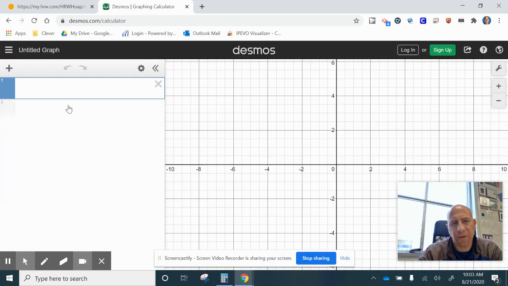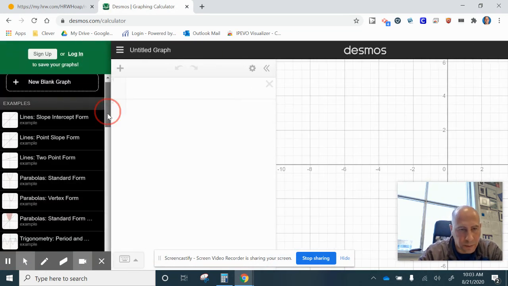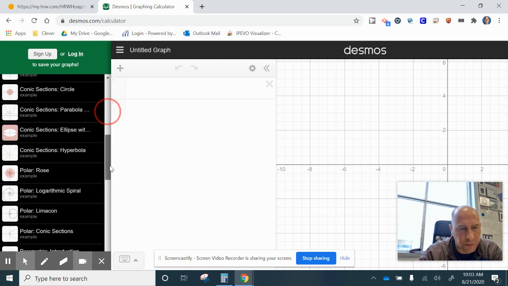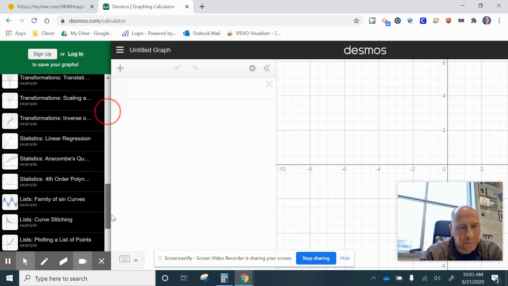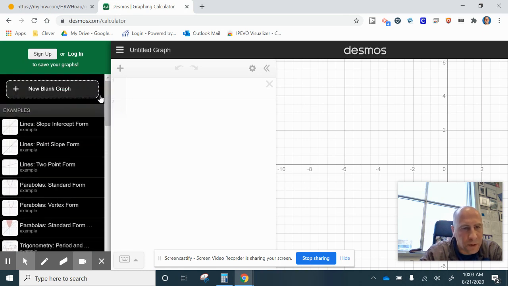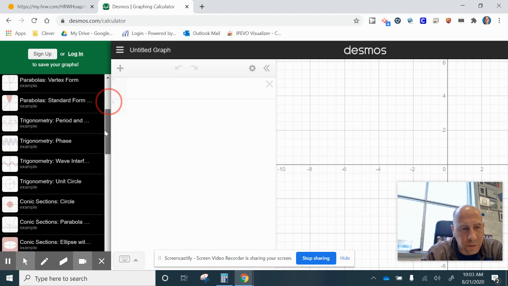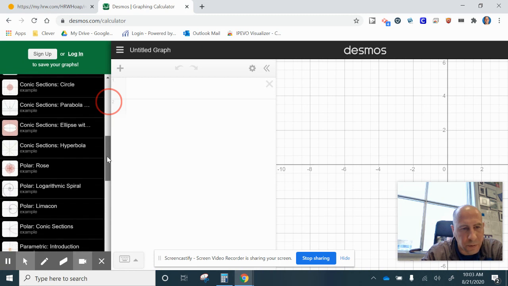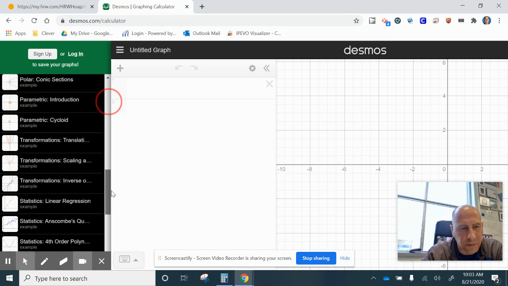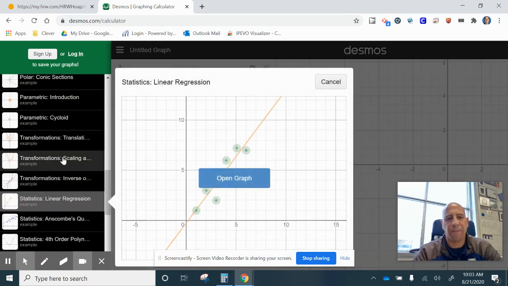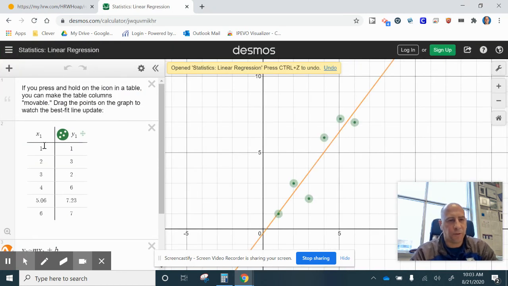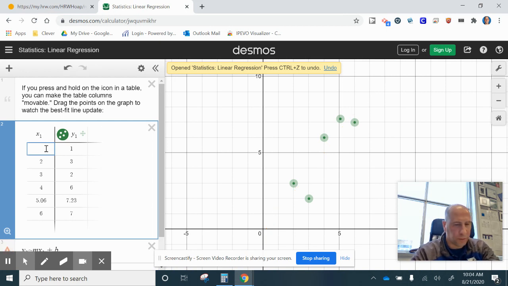What I need to do first is go to here, and there should be a linear regression option. Find that. I found it before. Trigonometry, conic, polar, transform, statistics, linear regression, that's what we want. Graph. All right, so now I need to change the value from this table to 35.